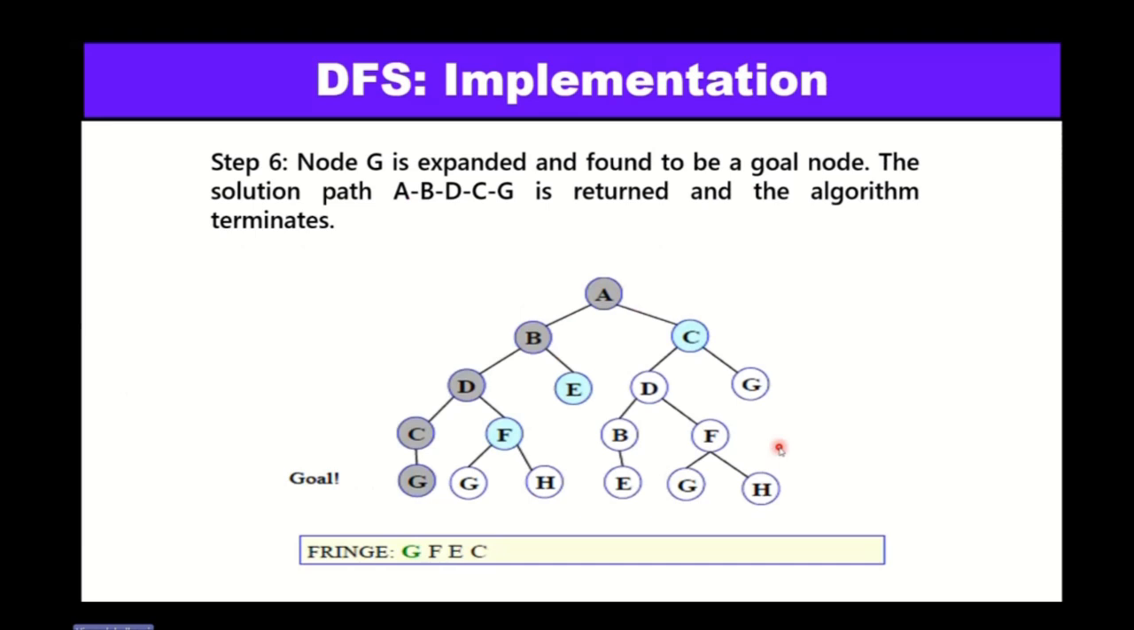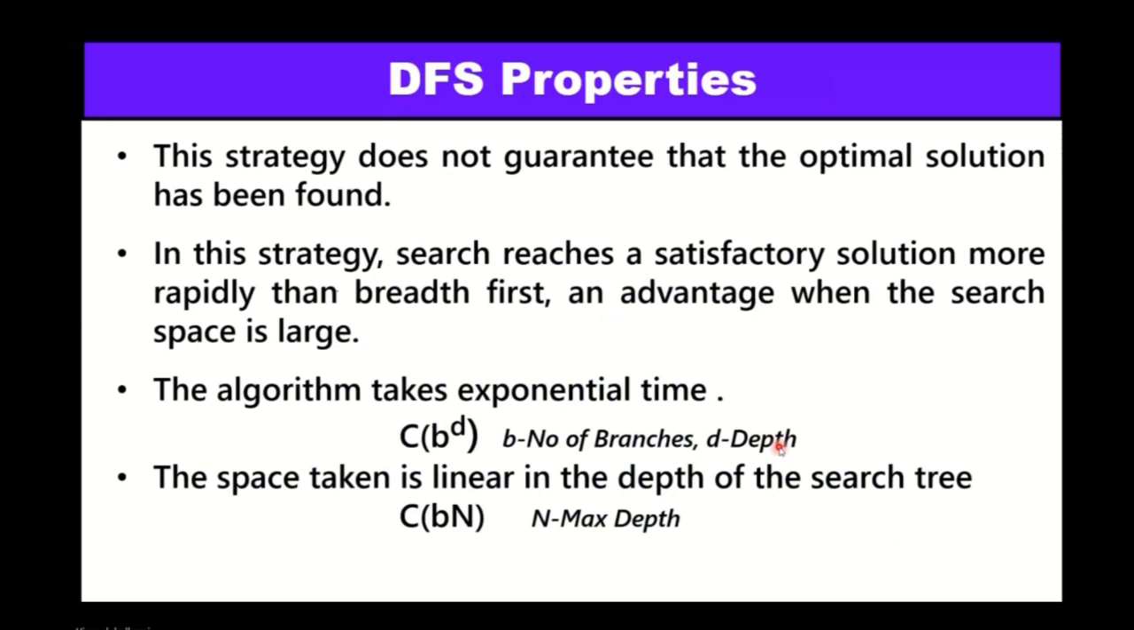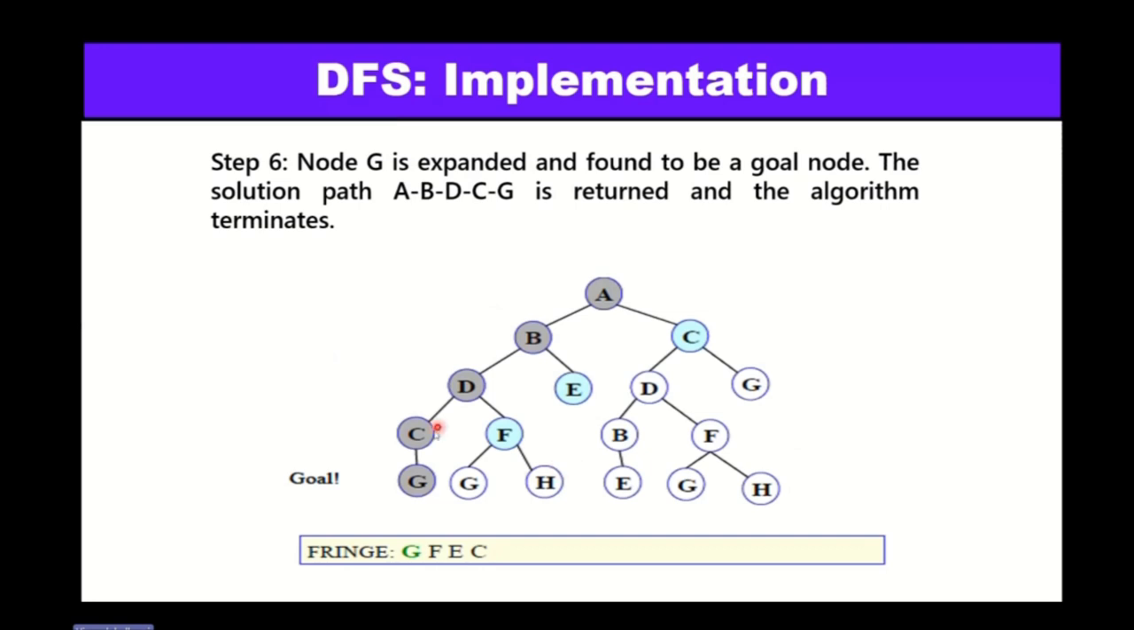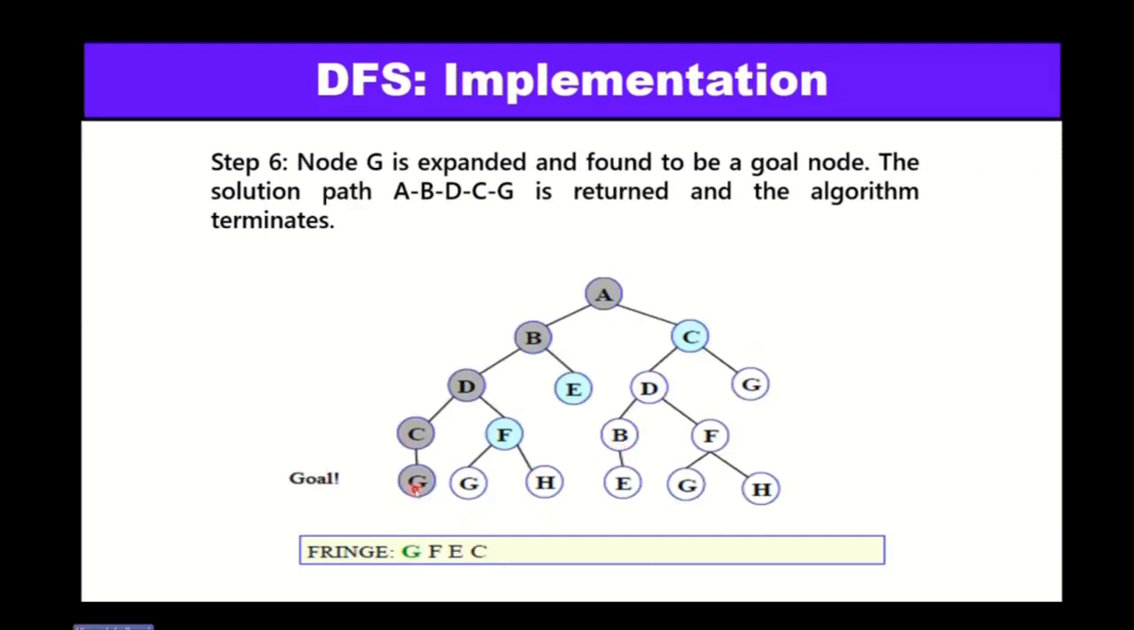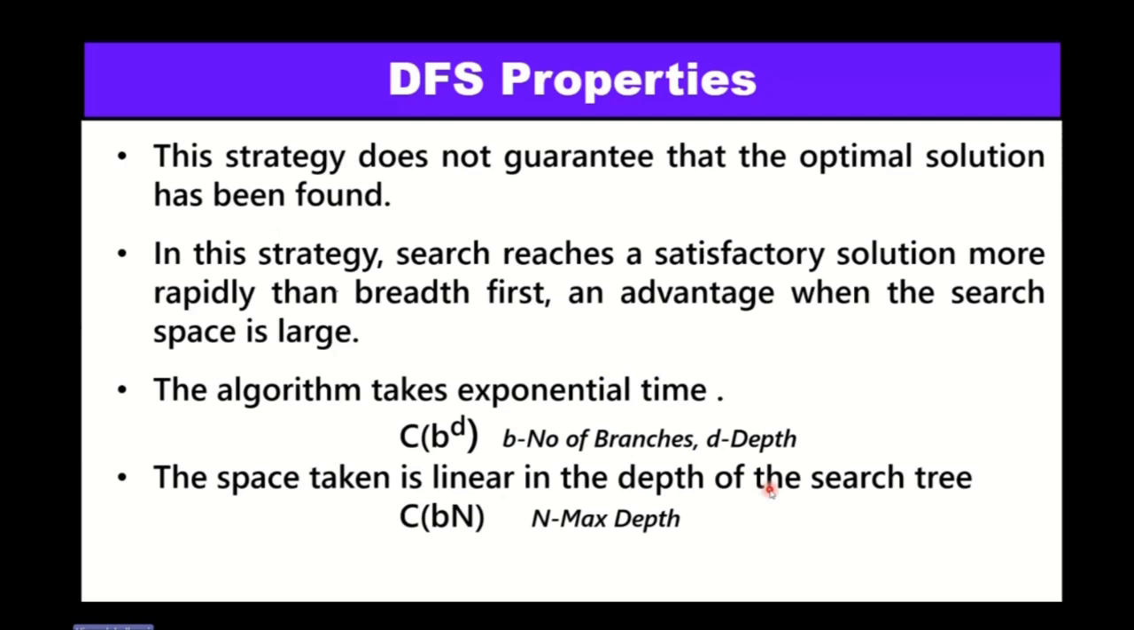Number of branches raised to depth is your exponential time. And if you want to find out space, how much is the space? This is what space is covered, right? All these nodes are representing problem space. So how much is the space? So B into N. So how many branches are there? 1, 2, 3, 4, 5, 6. 6 branches are there. And then what is maximum depth?